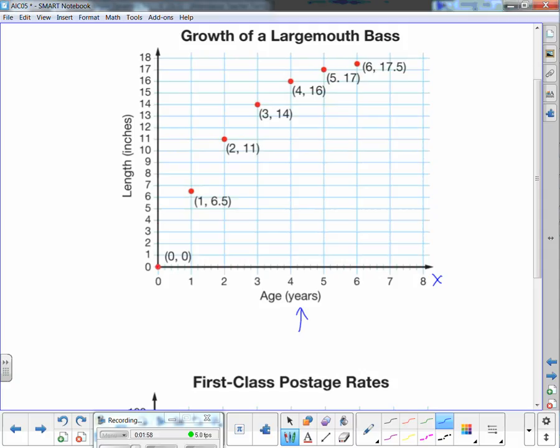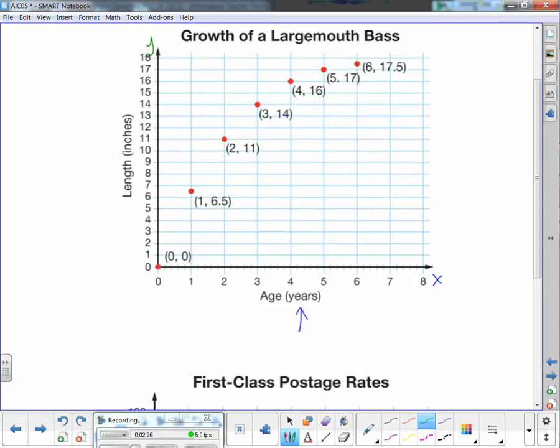Okay? Therefore, the dependent variable units are inches, right? Because this is the y-axis. So the independent variable is age in years, and the dependent variable is length in inches. Growth of a largemouth bass.